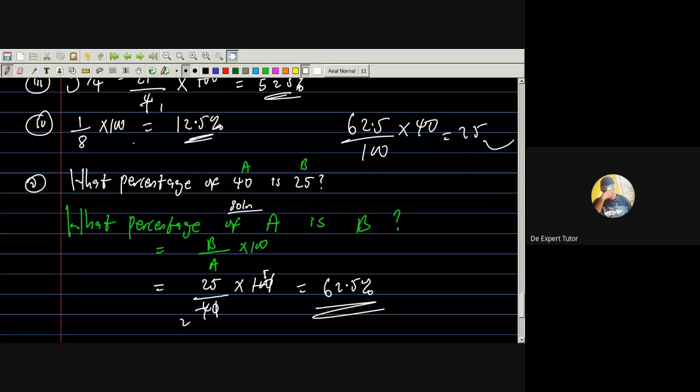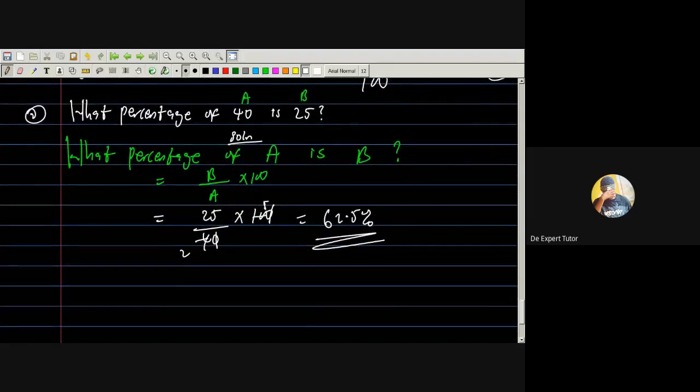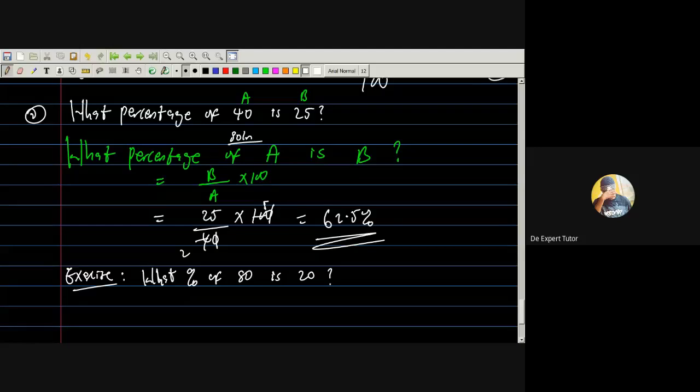Okay, I want everyone to do this for me. Everything is on your screen. You do this exercise: what percentage of 80 is 20? Everybody do this. What percentage of 80 is 20? Okay, once I get your answer, if two people tell me the answer, then you do the correction.